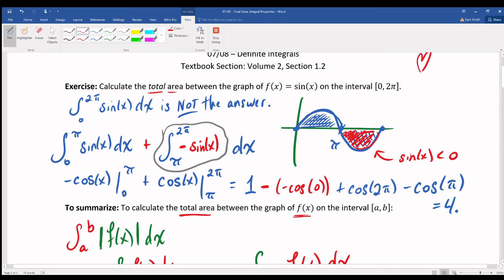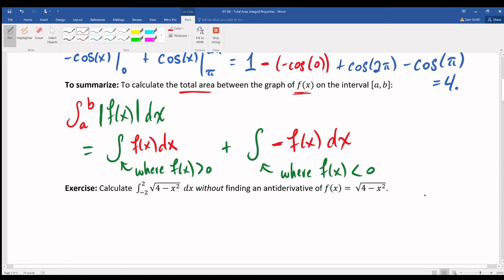So when asked for total area, you have a couple of steps to do. Typically, I begin by graphing the function so I can see visually where the graph is positive and where the graph is negative. Calculate the definite integral of the original function on the regions where the function is positive. Calculate the definite integral of the opposite of the function on the regions where the function is negative. And then add up all those quantities. You're on the right track usually if you get a positive answer for total area.